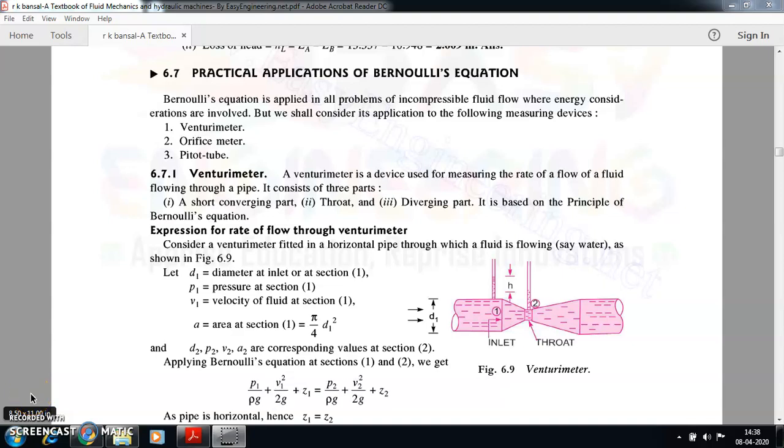Good afternoon, students. Today is 8th of April, and I'm going to continue making the small videos on fluid flow measuring devices. In the previous video, we have seen one of the important devices called venturimeter, which is used for the measurement of rate of flow of the fluid through a pipe. So you are basically finding Q, capital Q.